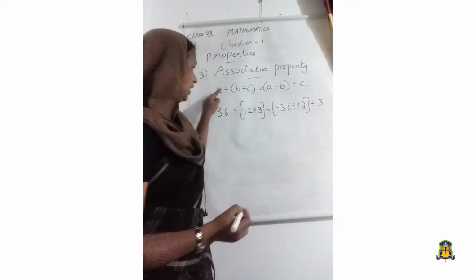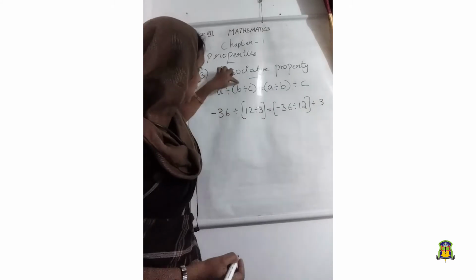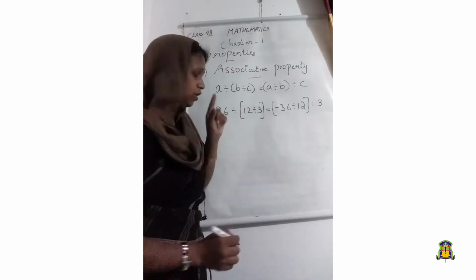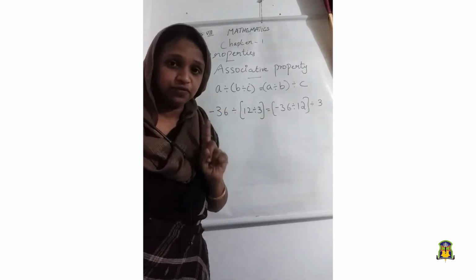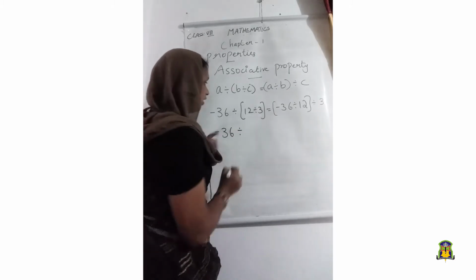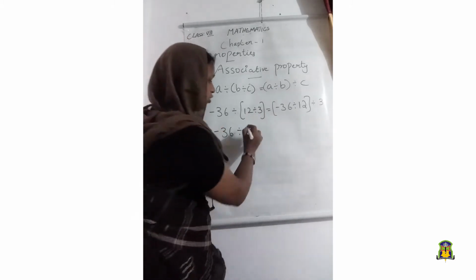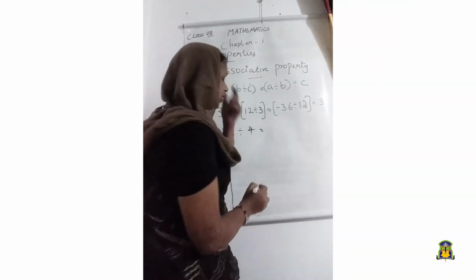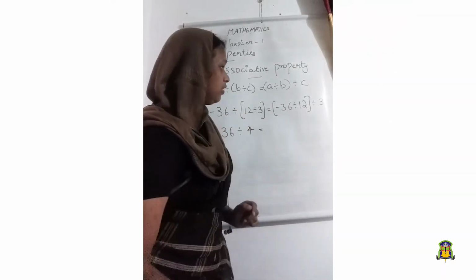Yes, we can take A as negative 36, B as 12 and C as 3. Okay, so here first we do what is in the bracket first. That means negative 36 divided by (12 divided by 3). 12 divided by 3 is 4. Isn't it? That equals negative 36 divided by 4.